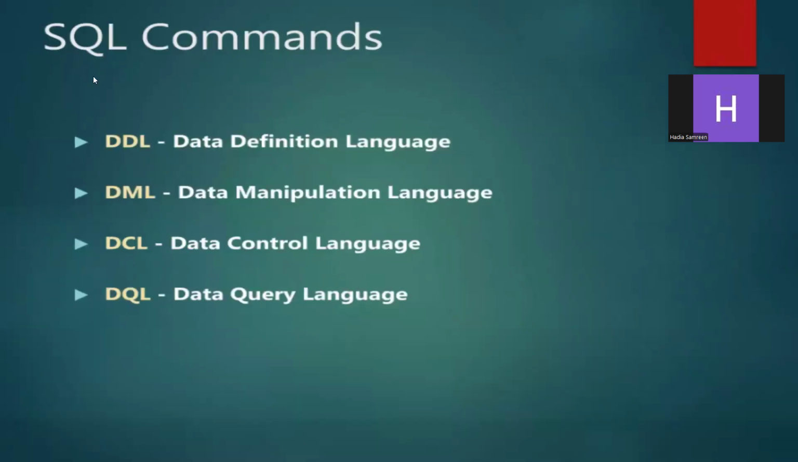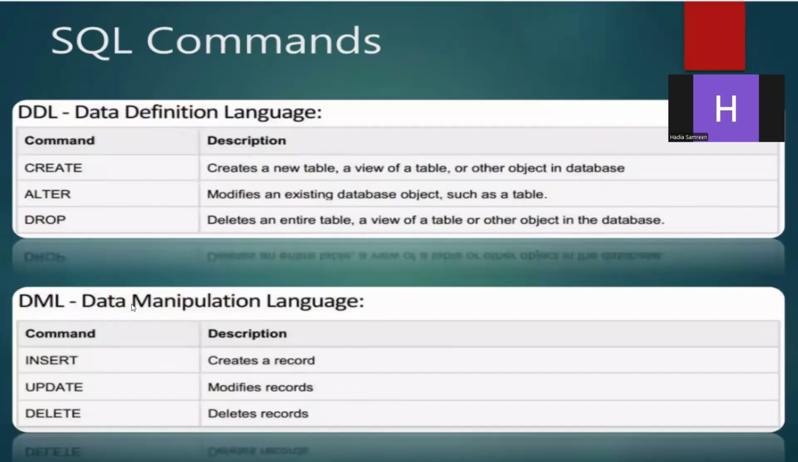So this was the brief introduction about SQL, structured query language. We have some commands that we use in the SQL language. We also call them database languages. These are of four types majorly. The first one is DDL, abbreviated for data definition language. Then comes DML, that is data manipulation language, DCL, data control language, and DQL, that is data query language. Now let's see about each of these in brief.